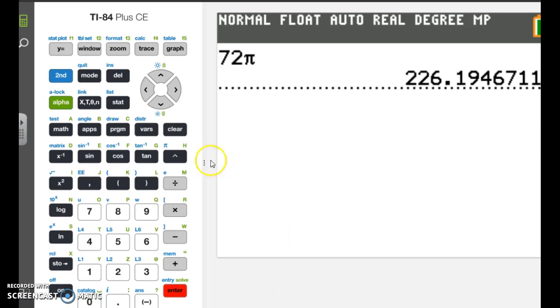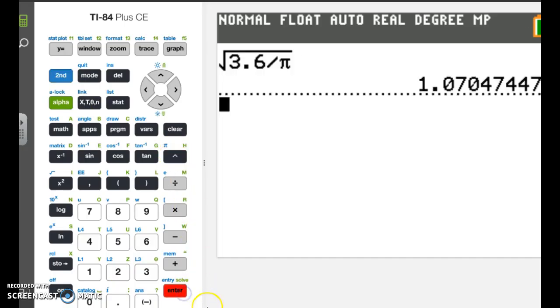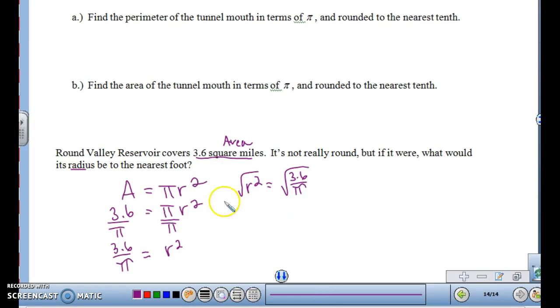So I do the square root of 3.6 divided by pi. Okay, and I get this answer. It's 1.07047447 approximately. So r is equal to 1.07047447. What units is this in? It's in miles.